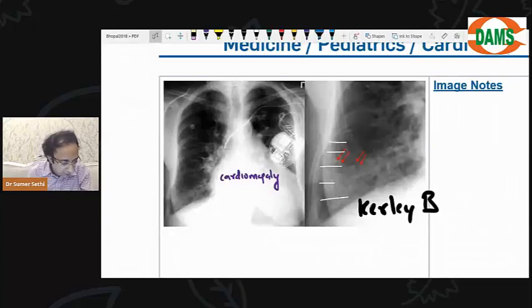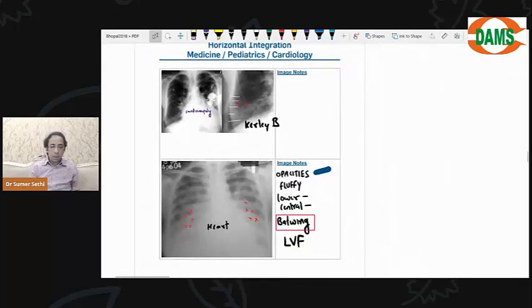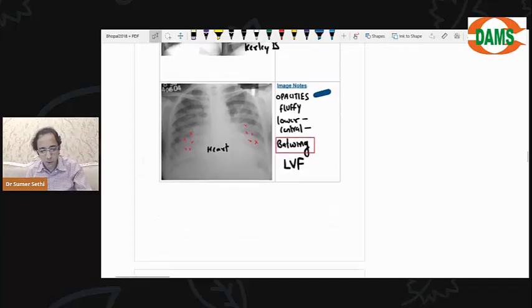Everybody understands? Are you able to see the curly lines? Yes, very good. In this page, if you notice, I've only talked about heart failure because I think that is very important to talk about.